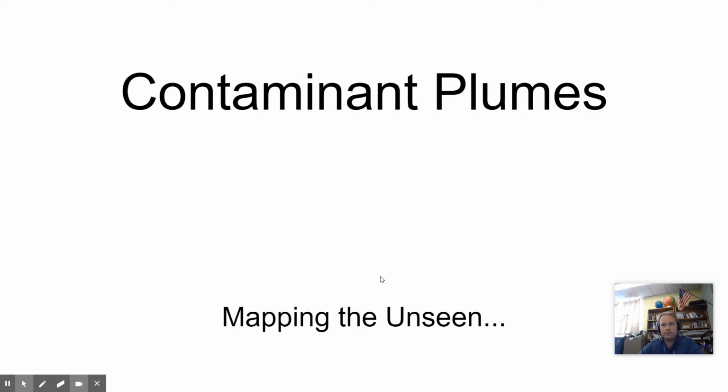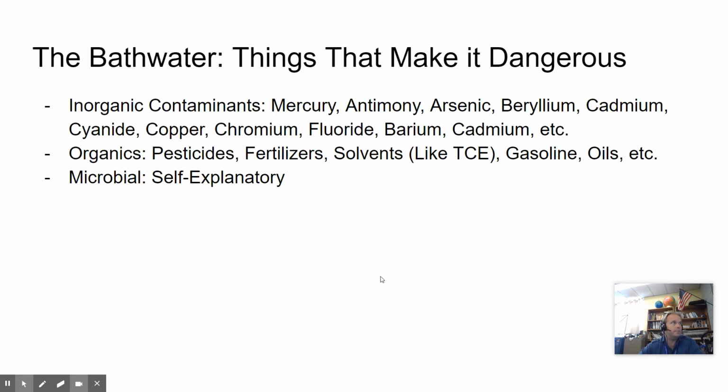All right, so let's talk about mapping contaminant plumes a little bit. There's a lot of different kinds of contaminants. You know, what's in that bath water? What makes it dangerous, right? That's one of the big cruxes that we're thinking about in environmental geology: how we understand the basics of an aquifer and how it moves and how we pump things. But then what about these contaminants? Many of these are inorganic ones, like mercury. Lead has been in the news, of course, the last few years quite a bit with Flint, Michigan. And then there's organics: pesticides, fertilizers, gasoline, things like that.